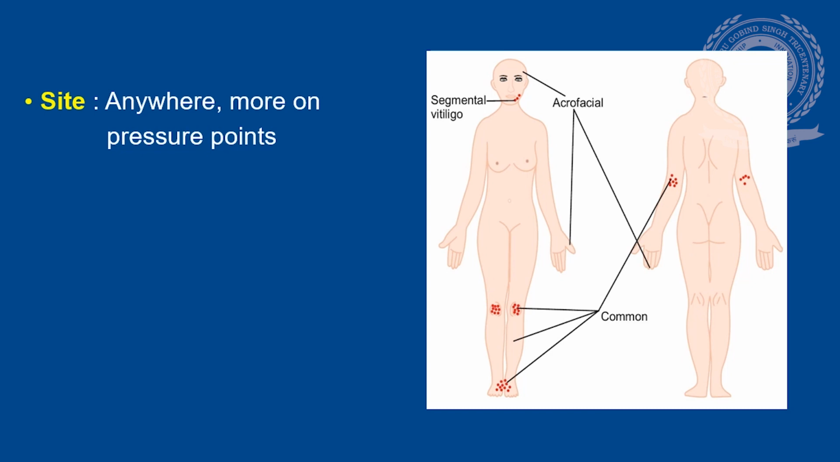As we can see in the picture on the right, the lesions are concentrated on the knees and on the ankles. In this picture, the lesions are concentrated on the elbows.